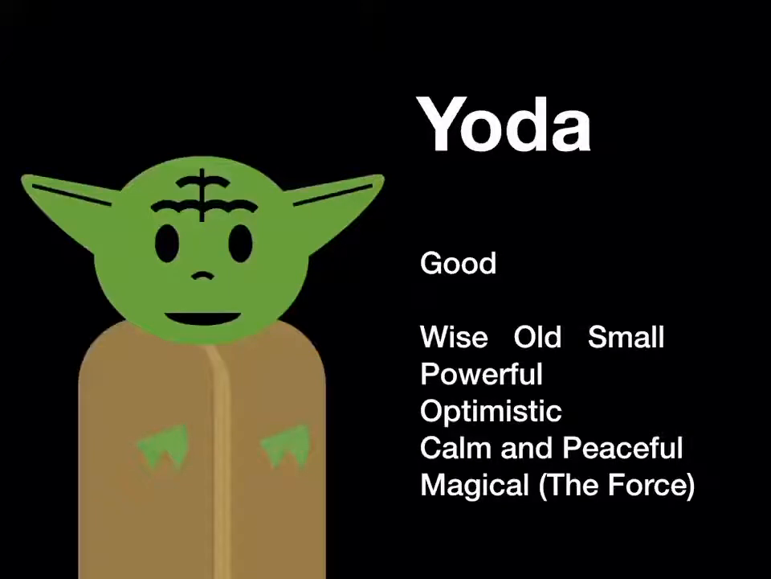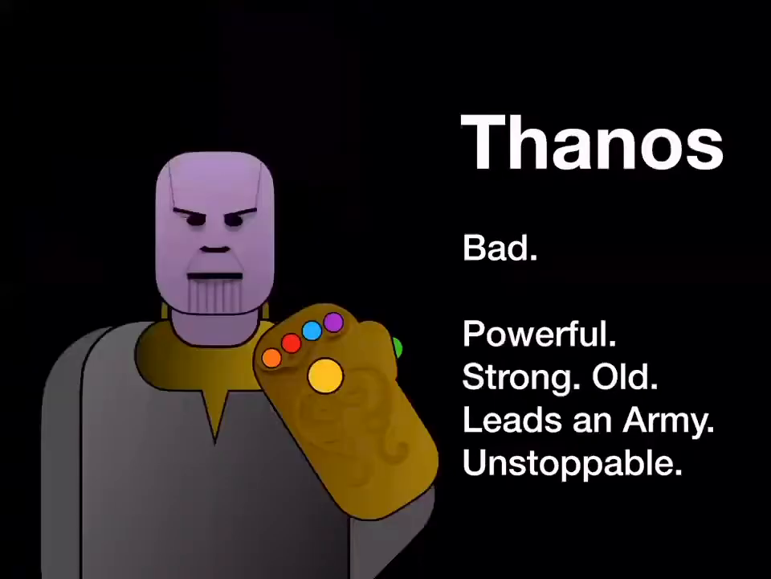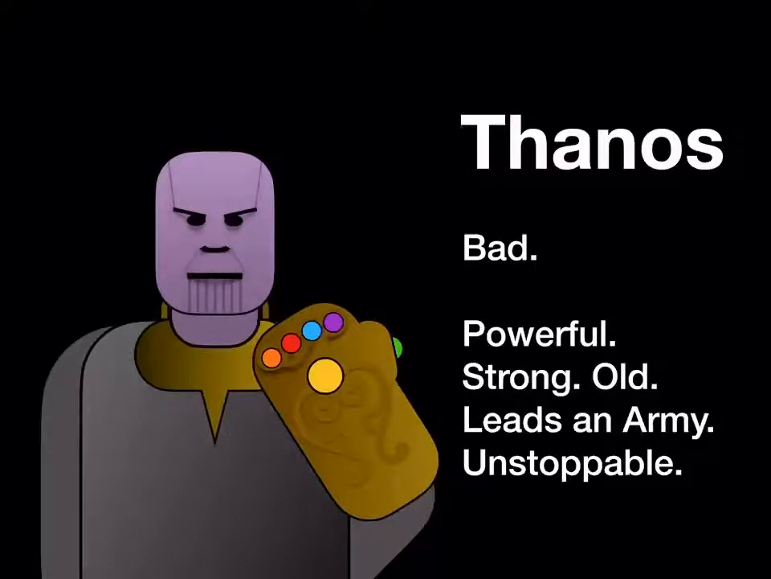Very quickly, I went with Yoda, who is good. He's wise, he's old, he's small, but very powerful. He's optimistic, but he's also very calm and peaceful. And he's magical. He has the Force, for those who don't know Star Wars. Whereas Thanos is bad, very powerful and strong. He's old, he leads an army, and he's pretty much unstoppable.